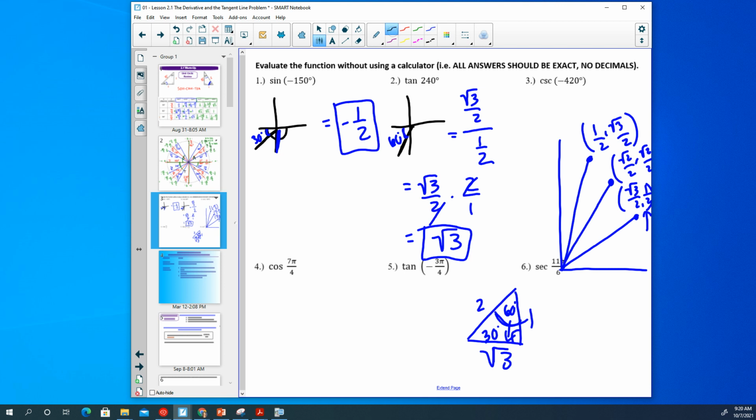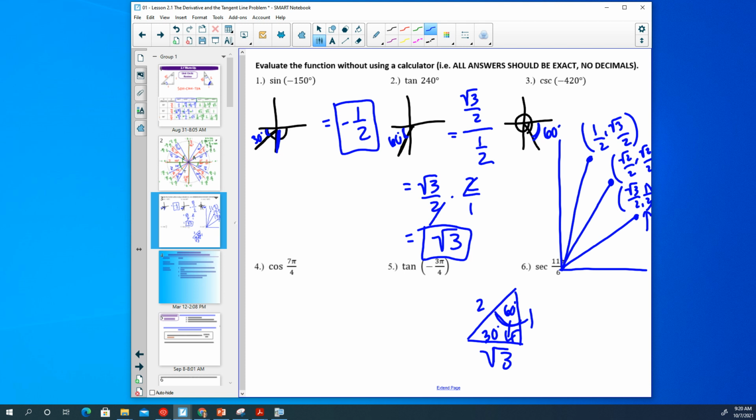Cosecant of negative 420 degrees. And then we'll try some with radians in a second. Negative 420, that's obviously like one full negative 360. So negative 360 plus 60 more would get me down here in quadrant 4. So this is my 60 degree angle in quadrant 4.